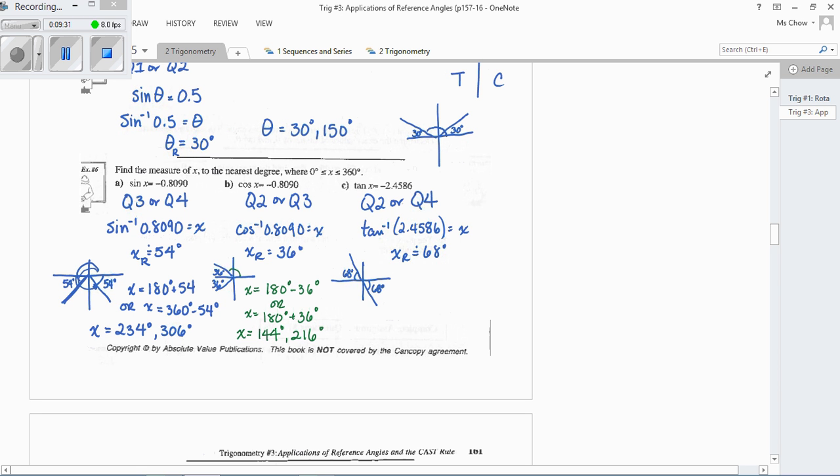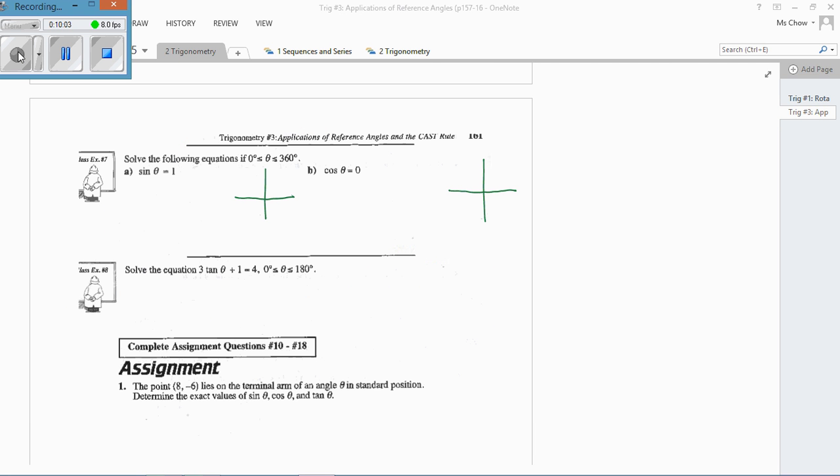And the last one, we are talking about quadrant 2 or quadrant 4, and our reference angle is 68 degrees, and so then x is either equal to 180 degrees minus 68 degrees, or x is equal to 360 degrees minus 68 degrees. X is either equal to 112 degrees or 192 degrees. Good.